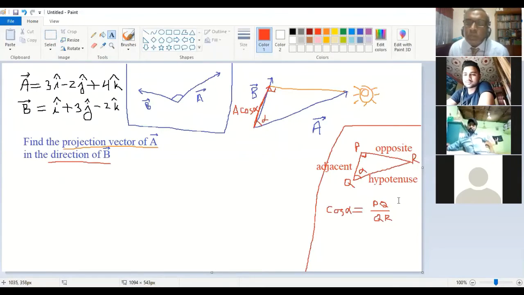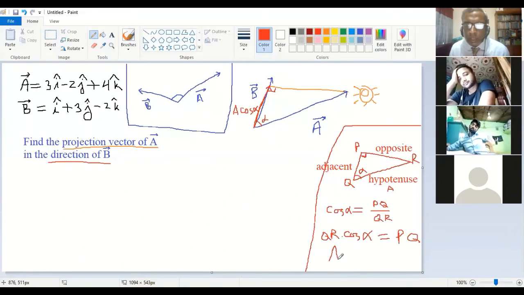So adjacent is PQ, hypotenuse is QR. In this case, my hypotenuse is actually the A vector length. A vector length. So it is only A, right? And then you can easily write QR into cos alpha, and this is actually PQ. So your PQ will come. So what will be the PQ? It will be A cos alpha. So this is the A cos alpha I wrote in the upper figure. So what is the upper figure?